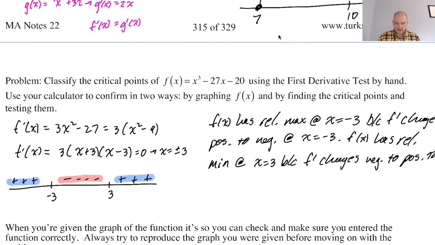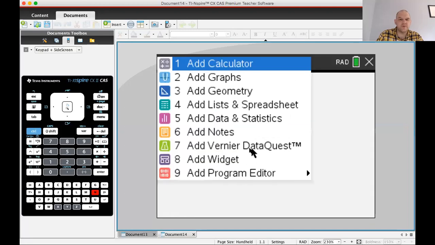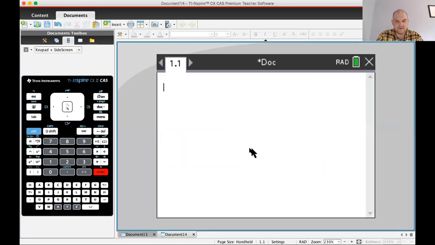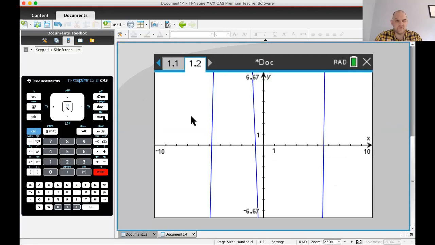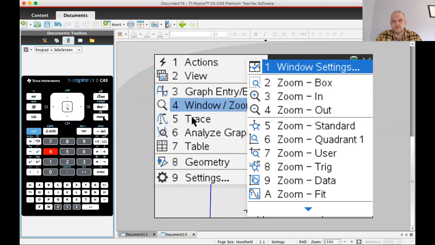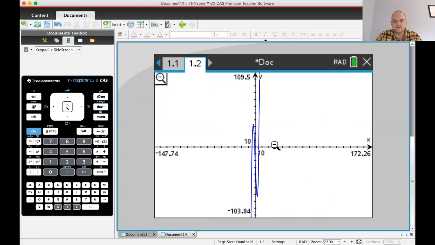All right, so we're supposed to graph this thing, and also find the critical points. Let's switch to a calculator page. Enough of this talk. So here we go. I'm going to start a new document, because it's a new page. So f of x is x cubed minus 27x minus 20. Let's graph f of x. When I graph f of x, I'm looking for there to be a maximum at negative 3 and a minimum at positive 3. And if we change the window, let's just zoom out a bunch and then we'll box around it. Out, out, out, out, out.